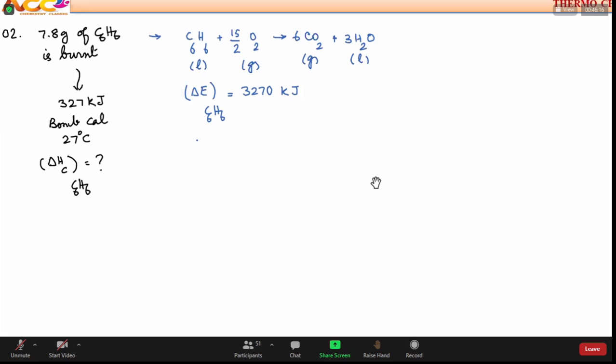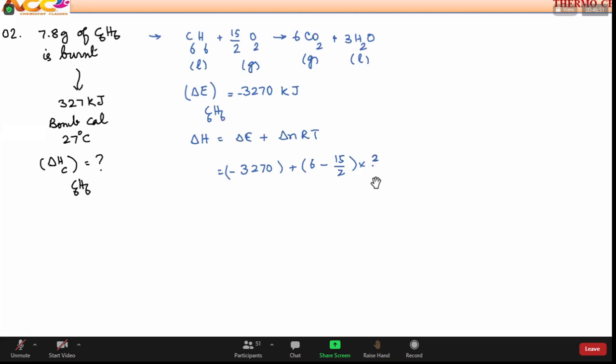Now I can use del H is equal to del E plus del nRT. Del H, my job. Del E, what is del E? Minus 3270. Why? Enthalpy of combustion. Here it will trouble you, it will make you go around. Psychological game is written in this manner. Enthalpy of combustion is always a negative quantity.